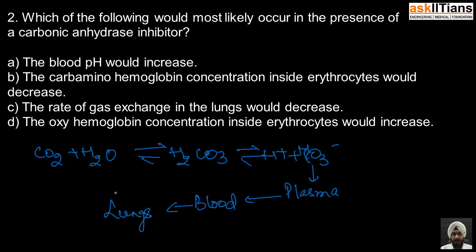At the lungs level, the carbon dioxide pressure in the blood is higher, so that more carbon dioxide can be expired outside the lungs and we can take in oxygen. Basically if we have a carbonic anhydrase inhibitor, this reaction will not occur, due to which the HCO3 minus ions will not be produced. Hence there will be decreased carbon dioxide present at the level of blood near the lungs.